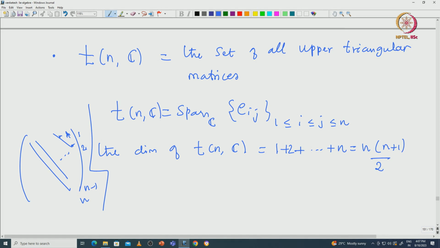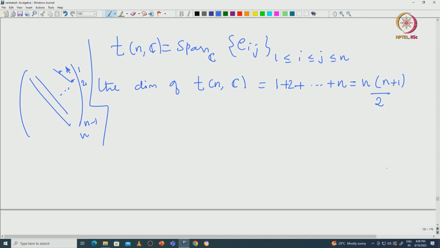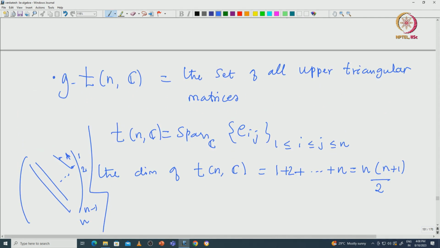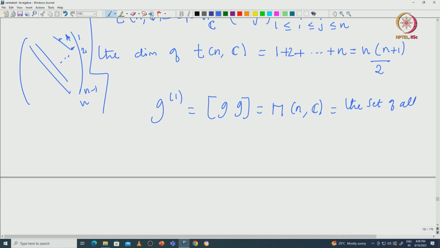Now let us try to compute the commutator. Let me call this algebra g to simplify the notation. Let us compute g^1, the commutator [g, g]. It is not hard to see this is exactly the set of all strictly upper triangular matrices.